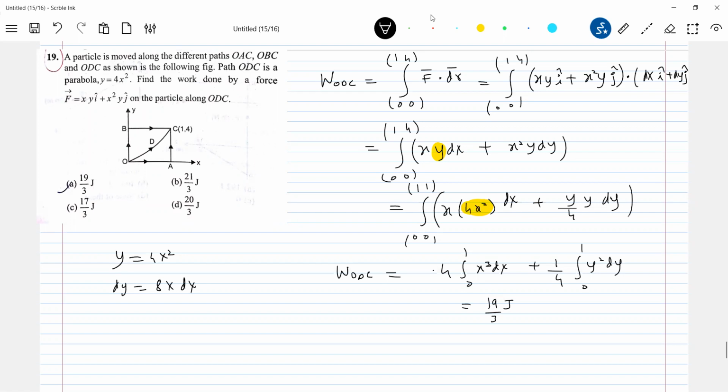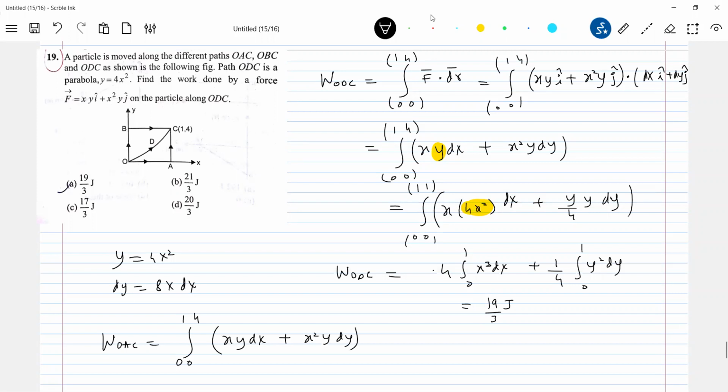How to check whether it is a conservative force? We'll calculate work done along the path OAC. Then if WOAC equals WODC, then it will be conservative. Getting the method? Along the specific path as shown. Or you can pick up any path, OBC or OAC. So let me directly go for work done along the path OAC. So the limit will be 0, 0, 1, 4. The expansion of this will be xy dx plus x square y dy.